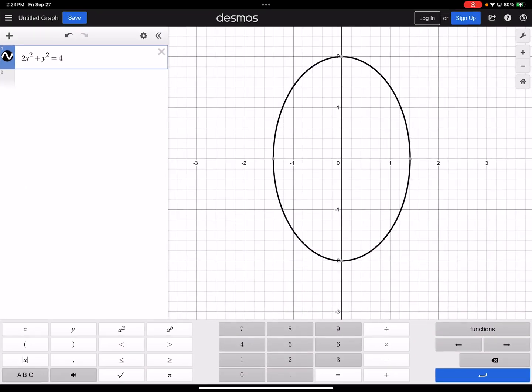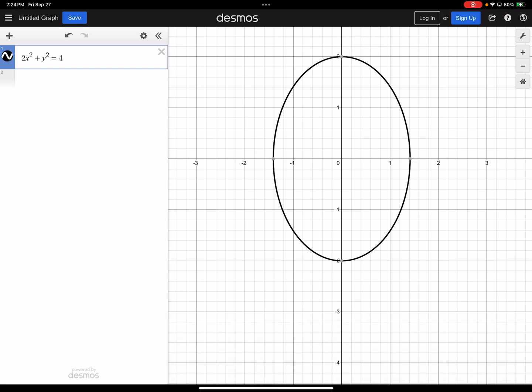What's your question, Vihan? It would have infinitely many points if it doesn't keep going. It does have infinitely many points. Like every single x value between negative root 2 and root 2 has a y value, at least one y value that goes with it.